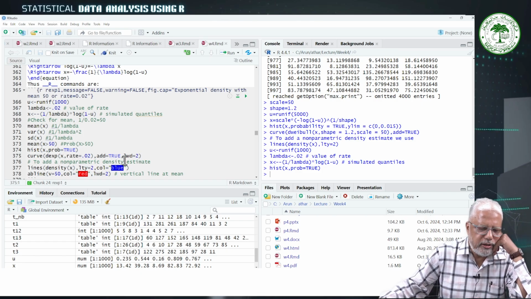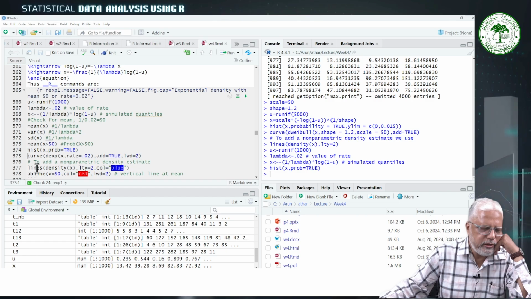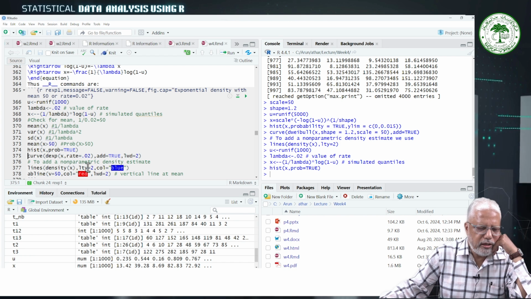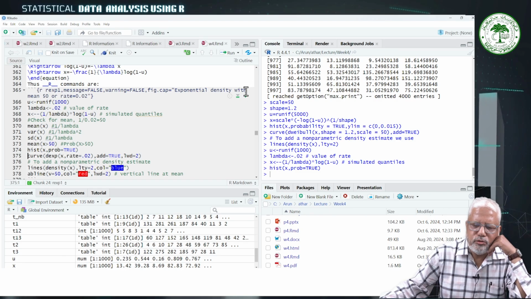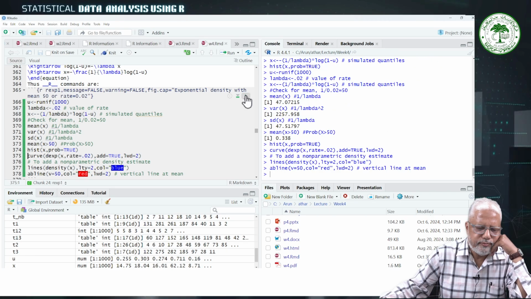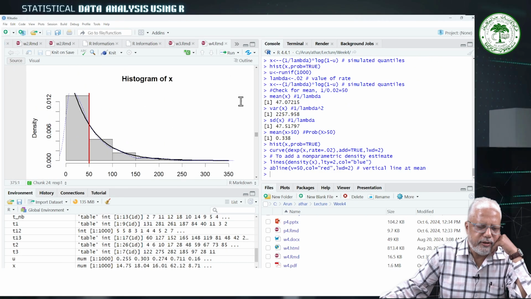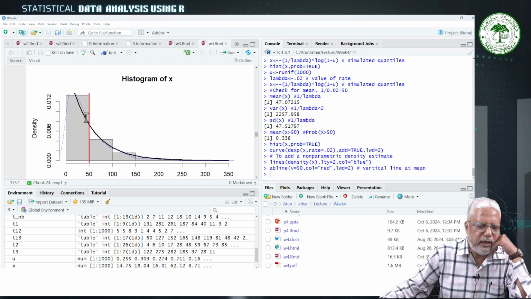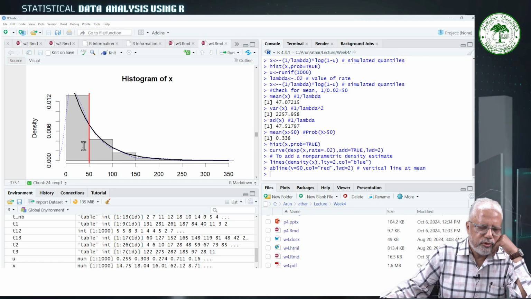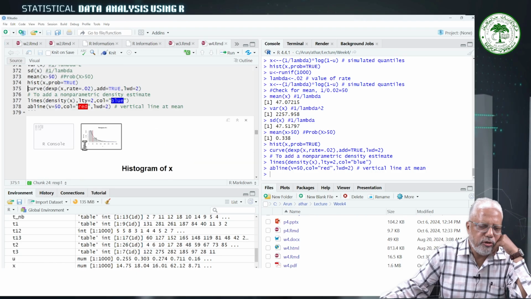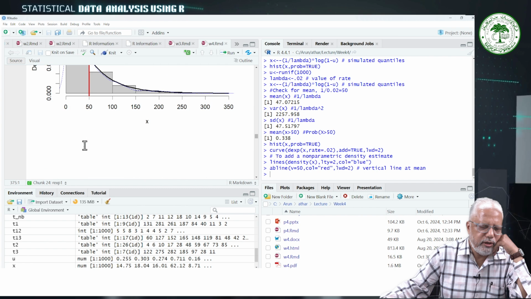To add a non-parametric density estimate, lines command, lines density of x and LTY is equal to 2, color is equal to blue, and then we can add abline. So if we run the whole chunk, we get this kind of graphics. This is the non-parametric density curve, this is the exact curve of exponential, and this is the histogram which is based on the simulated data. So, this way we can add.